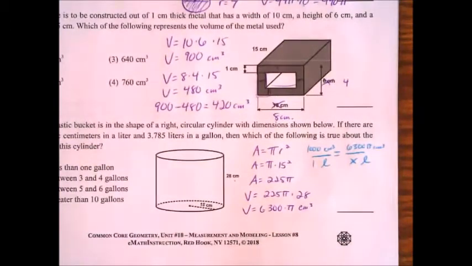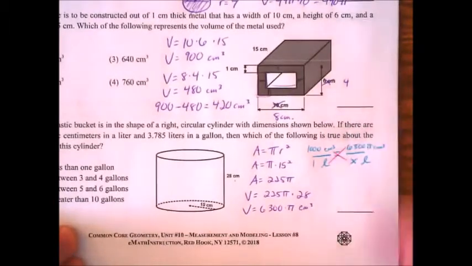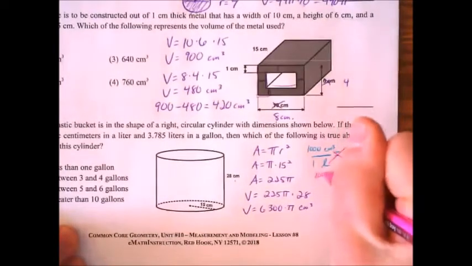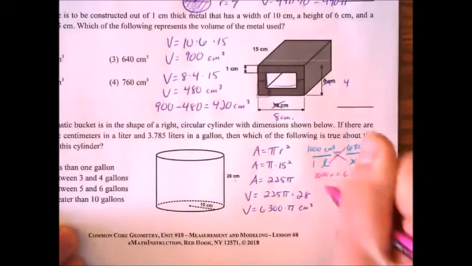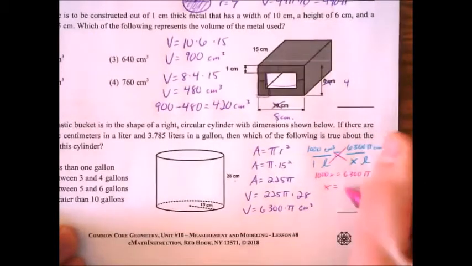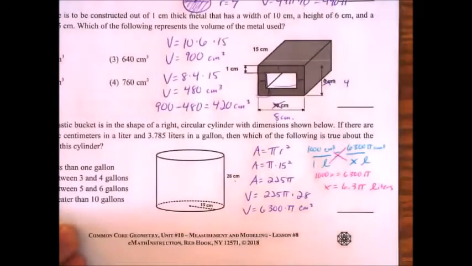So that's the proportion, and one way to solve proportions is to cross multiply. So we get 1,000x is equal to 6,300 pi, divide by 1,000, and we get 6.3 pi, and then that would be the volume in liters. Right, we could find the decimal, but I'm going to, again, leave it in terms of pi for now.